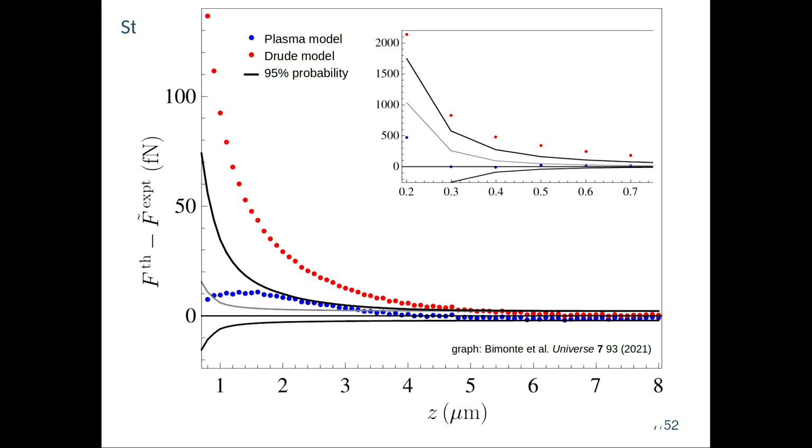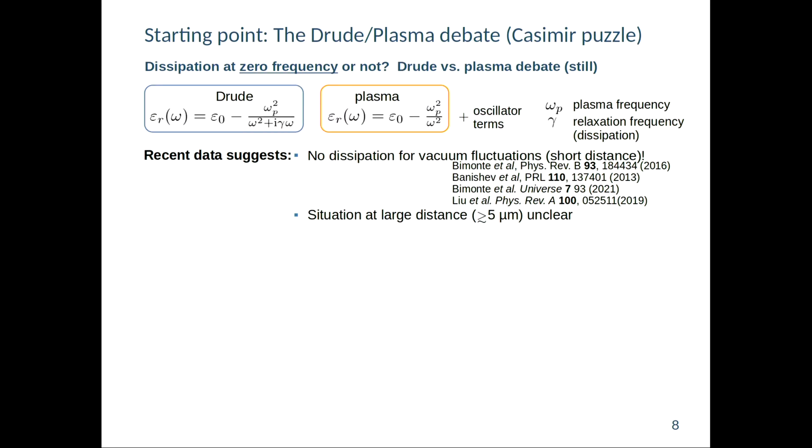However, at large separations, actually it's not so sure. So we don't actually know what's happening here, because obviously the Drude model fits better here than the plasma model, but here we are very close to the experimental errors, so we actually don't know. So the data clearly suggests that we do not have dissipation for vacuum fluctuations at 0 frequency, but the situation at large distance is still unclear.